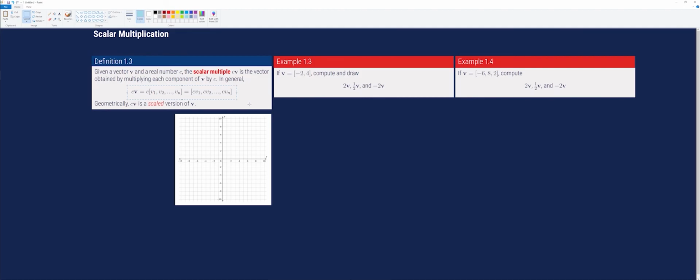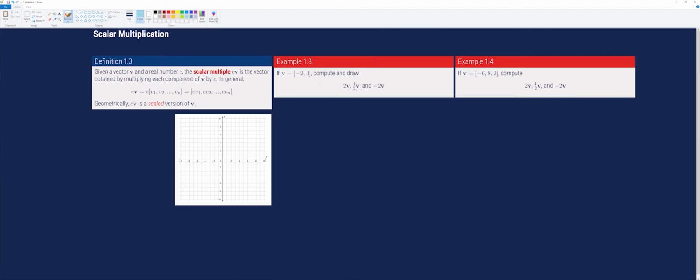Geometrically speaking, c times vector v is a scaled version of v. So we will try to do this one numerically and geometrically. Now, let's consider example 1.3. Suppose we have a vector v whose components are negative 2 and 4. We are asked to compute and draw 2 times v, 1/2 times v, and negative 2 times v. And let's see what will happen to our original vector.